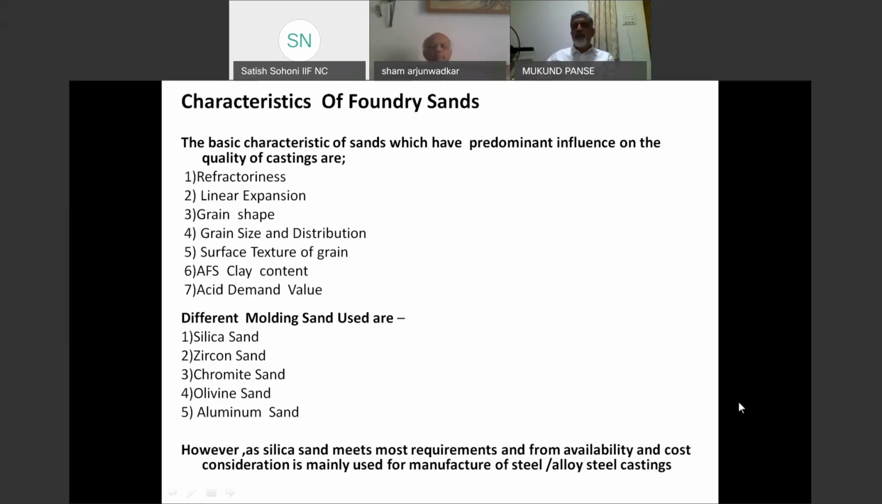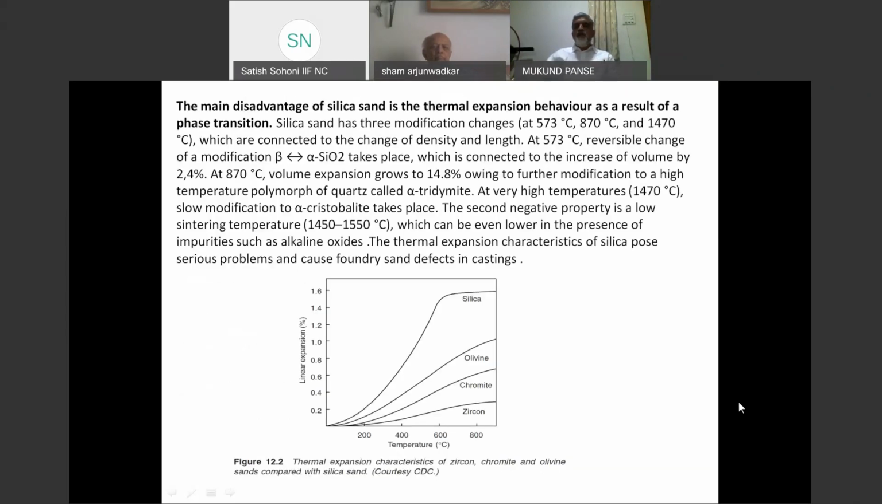The basic major molding materials or molding sands used are silica sand, zircon, chromite, olivine, and alumina. We will see one by one what are the characteristics of all these sands. We just discussed the expansion characteristics. The silica sands satisfy most of the characteristics fairly, except its expansion characteristics. Silica basically is a quartzite, it's quartz, and its crystallographic structure changes at temperatures of say 573, 870 and 1470 from alpha to beta, that is cristobalite, and this change causes the individual grain of silica sand to expand. From this graph you can see expansion of silica sand grains is almost 8 times that of zircon sand, 4 times that of chromite sand, and almost double that of olivine sand.